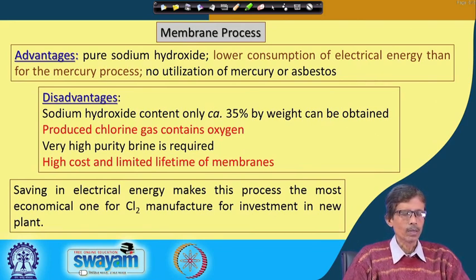for this particular one is that you can save the electrical energy, and still people use it. It is the most economical one for the chlorine manufacturing process, and for the investment in new plants. So, if you save the money, you can invest in a new plant, or you can utilize the produced chlorine, because we are getting chlorine out of this. You can utilize that chlorine basically for making new types of value added materials.